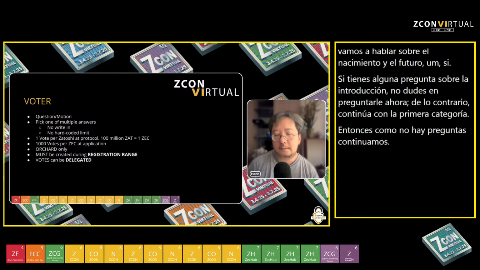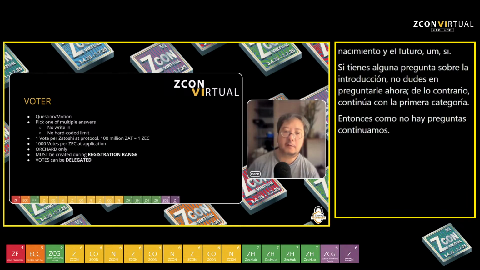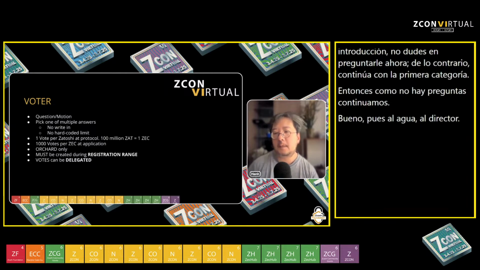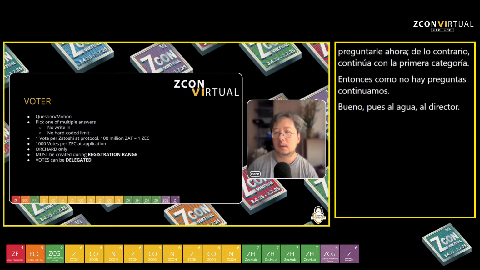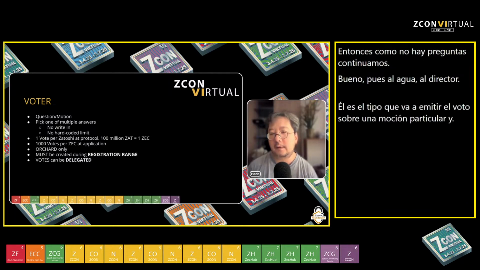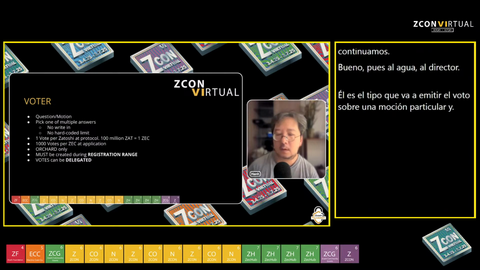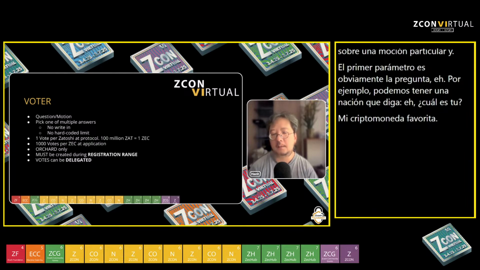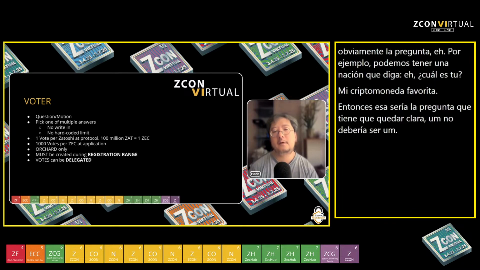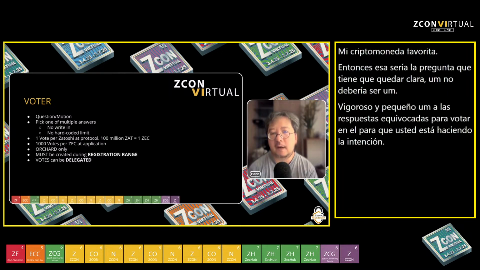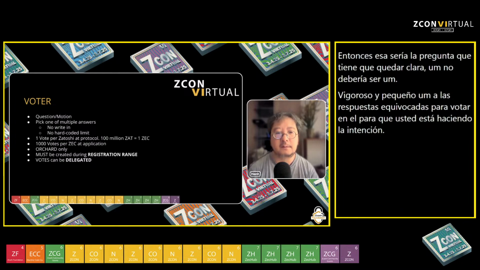So, the voter. The elector is the person who is going to cast a vote on a particular motion, and the first parameter is obviously the question. For example, we can have an election that says, "What is your favorite cryptocurrency?" That would be the question. It has to be clear and should not be ambiguous, so it doesn't lead people to vote on an answer that they didn't intend. But the system itself doesn't actually verify any of this. It's just parameters to the system.